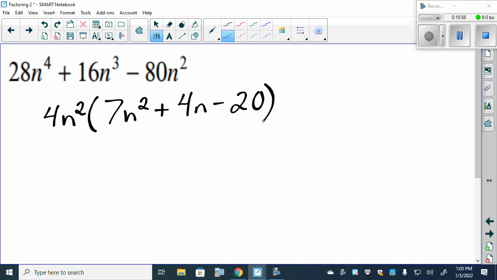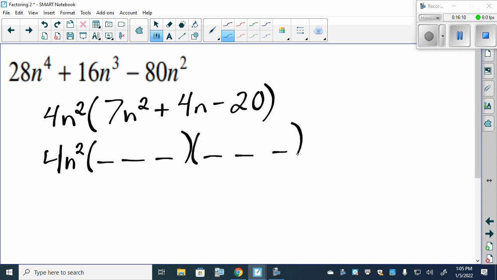So we can factor out numbers and variables. Now, since there's not any other greatest common factor, we can rewrite this as 2 sets of parentheses with 3 spaces. Now, since the third term, the 20, is negative, our signs would be opposite. So 1 is going to be positive and 1 is going to be negative.